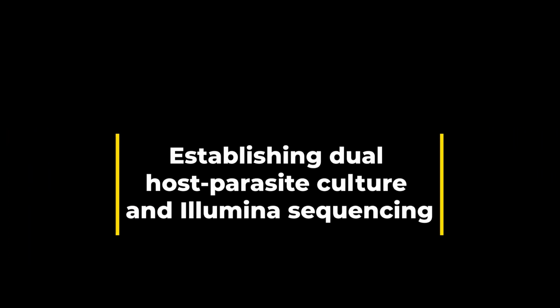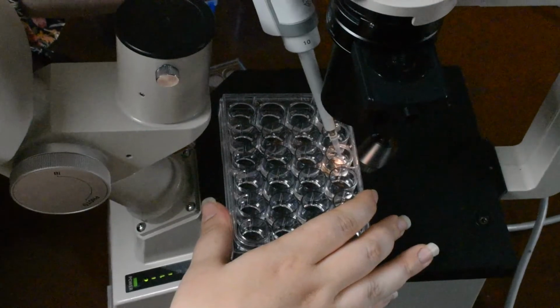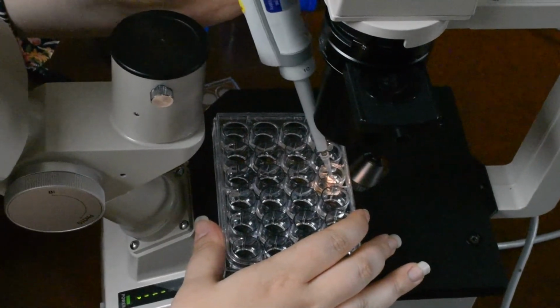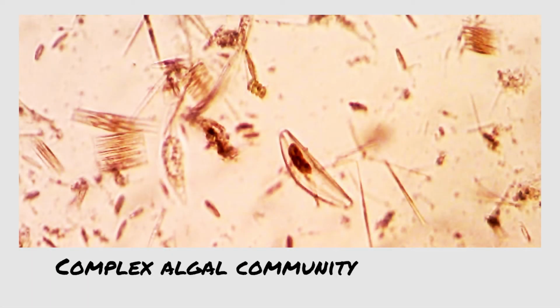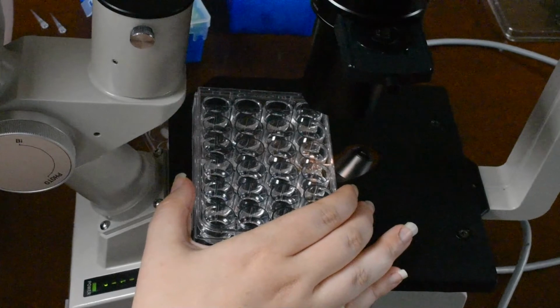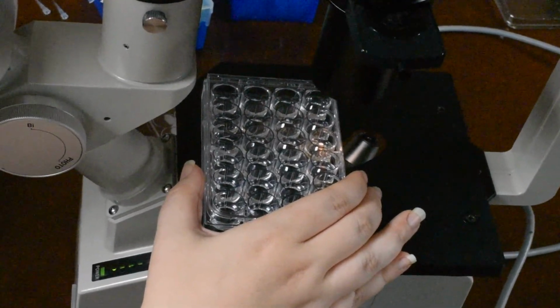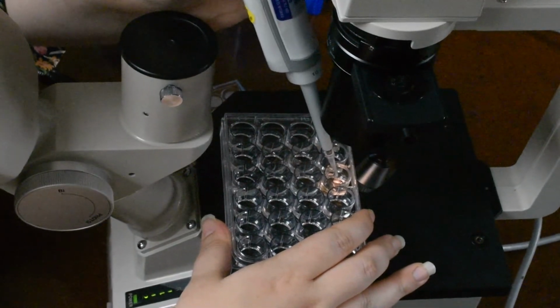Establishing dual host parasite culture. Here, Dr. McKindles uses a handheld pipette man to isolate algae for culturing. The target organism is transferred to liquid media. For example, WC is a common medium used for growing freshwater diatoms, but you will need to select the appropriate medium based on the needs of your target organism.